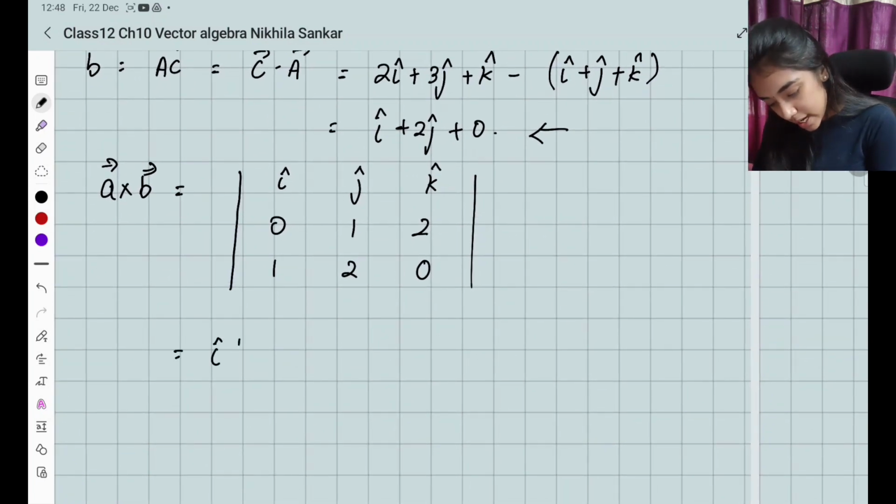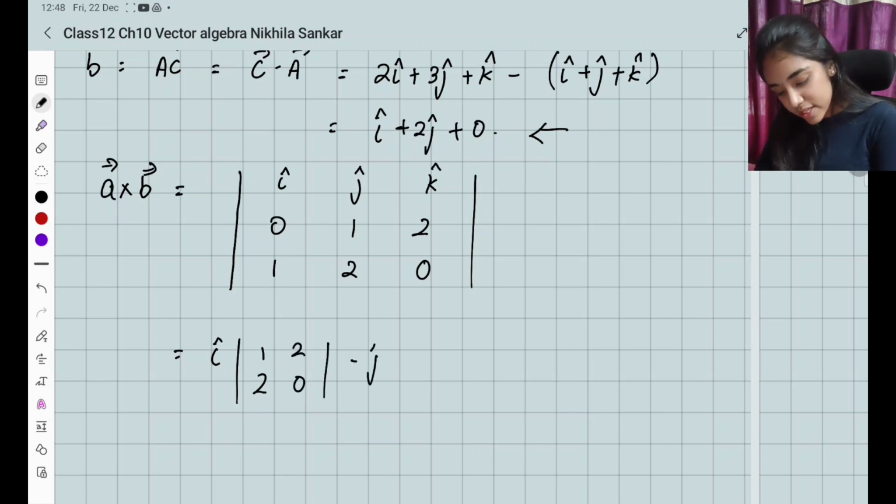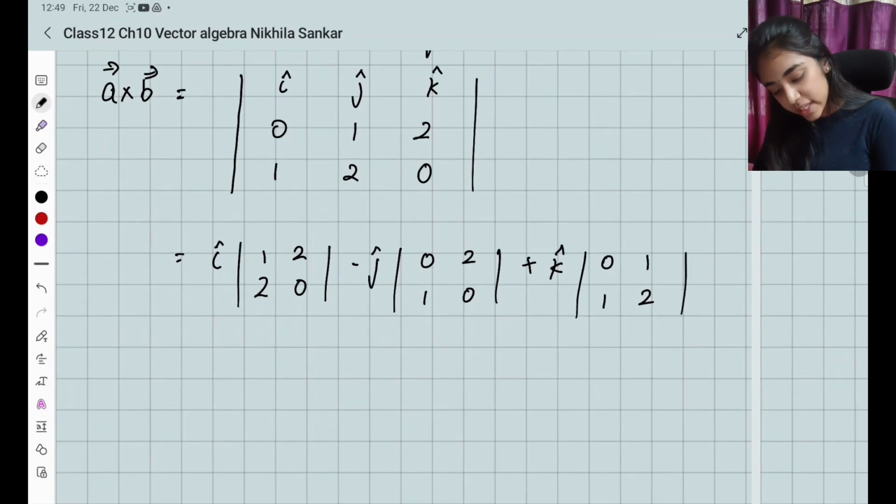This is going to be i cap times the determinant 1, 2, 2, 0. I am writing this so that you can understand it easily, but you need not write this step every time. Now j cap times 0, 1, 2, 0 plus k cap times 0, 1, 1, 2. Okay, if you write this, you won't miss anything.